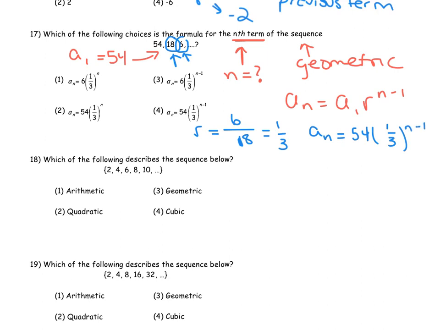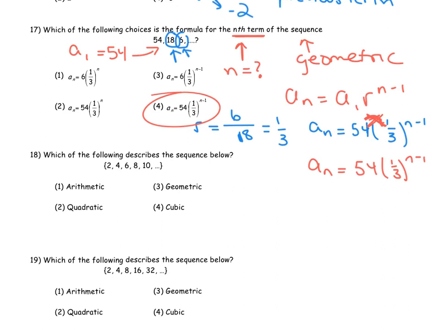And that's it. Do not multiply 54 by 1/3. This is wrong. You just leave it as is. If you think about PEMDAS, it says parentheses first and then the exponents. It does not say to distribute, so that would have been wrong. So we should be picking answer choice 4. All right, let's keep going.